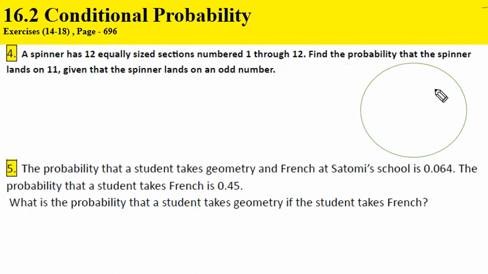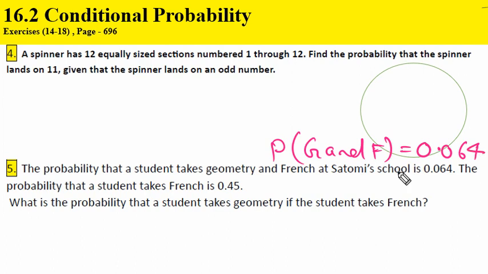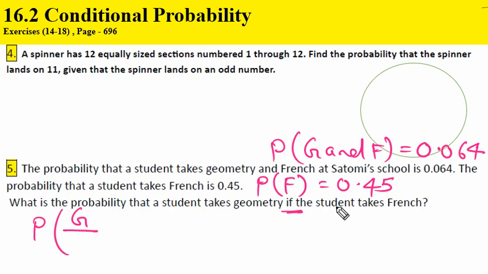Now the next question you have: the probability that a student takes geometry and French at Satomi school is 0.064. So probability for geometry and French is 0.064. The probability that the student takes French, so the probability of French, is 0.45. What is the probability that a student takes geometry if the student takes French?